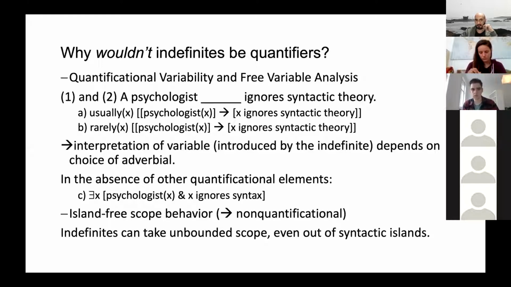So instead of treating indefinites as quantifiers, it would make more sense to treat them as free variables, which are bound by other elements in the sentence. Furthermore, if you look at sentence C, the absence of other quantificational elements results in indefinites being bound by an existential quantifier, which happens, I think, under the default operation of existential closure. So if you leave it out, there's either one psychologist or generally psychologists ignore syntactic theory.